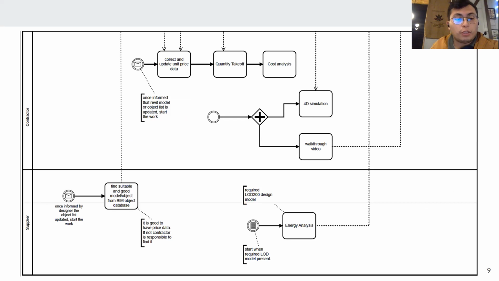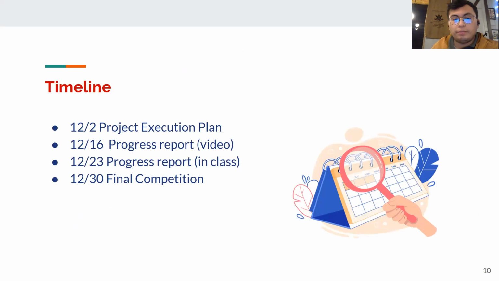Furthermore, we have the contractor and the supplier. For the contractor, we have to collect and update the unit price data, the quantity takeoff, and the cost analysis, plus the 4D simulation and walkthrough video. These, of course, come after having the specification from the design team. For the supplier, it would be relevant to have suitable and good model objects from BIM databases, from Revit, or from free websites, plus the energy analysis.